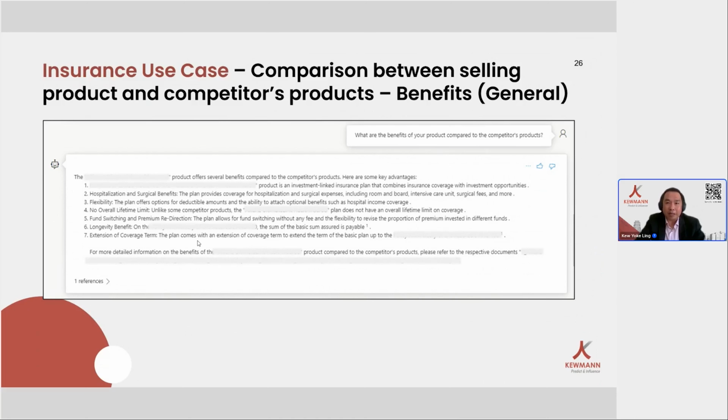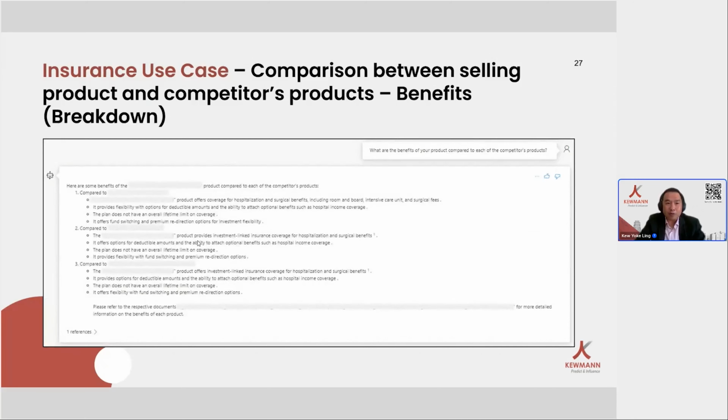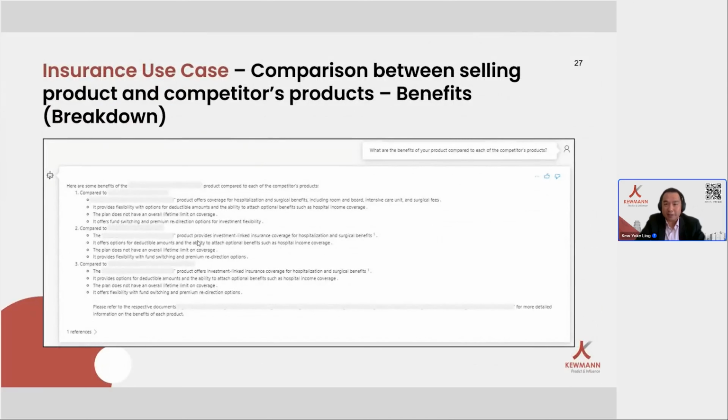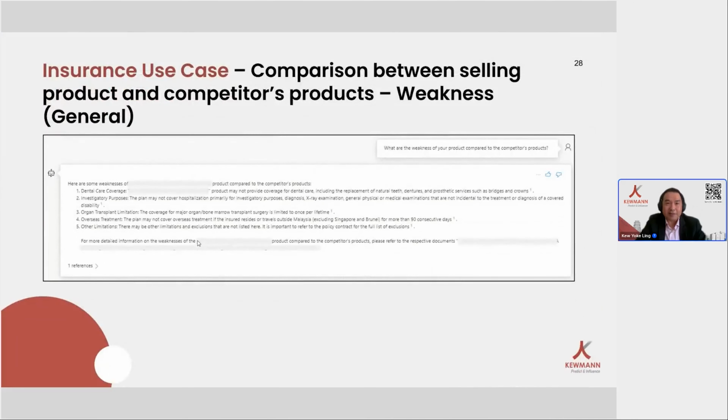So now you can take a look into the comparison on the benefits. You can also break down. So this one is everything in one. Now you can break down by competitors one by one that you can compare, right? And next, right now you can also know your weaknesses, right?